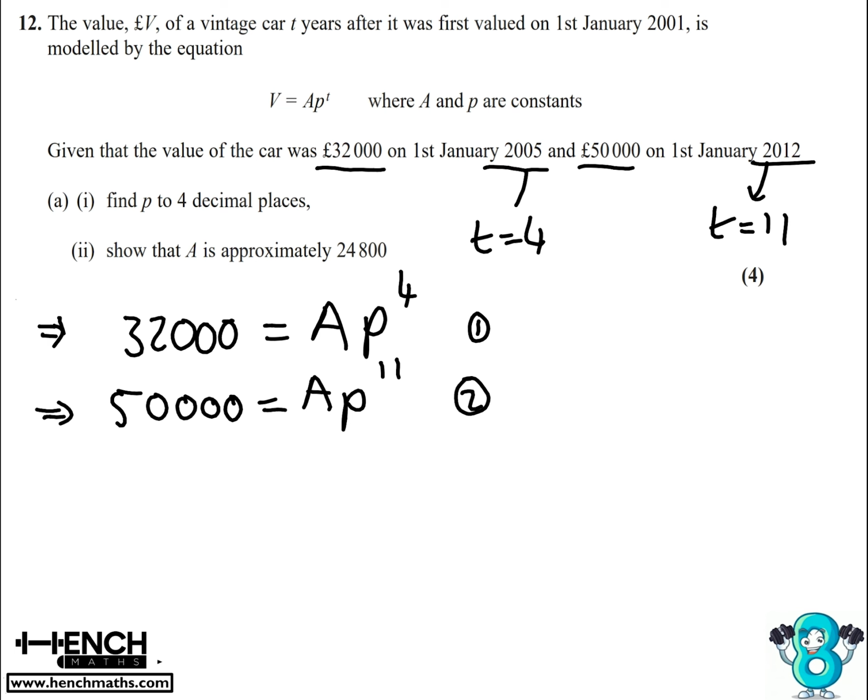Now we can solve these fairly easily by using division. If I do 2 divided by 1, that will cancel out the A's and leave us just with P. So what would that look like? 50,000 divided by 32,000.